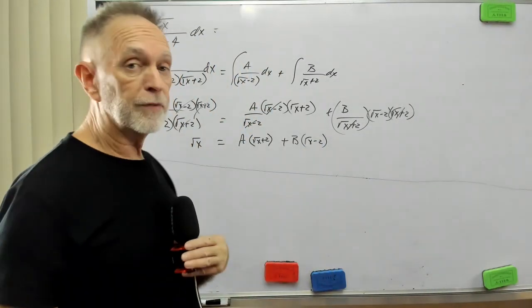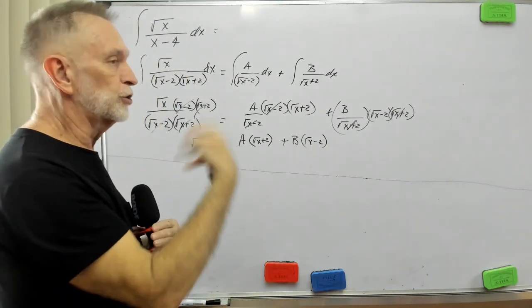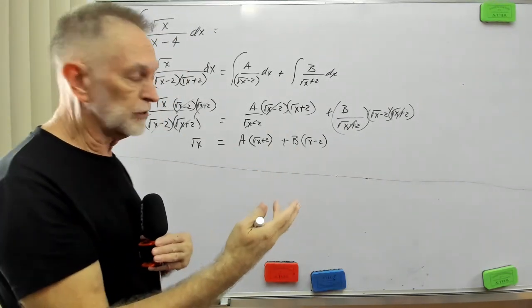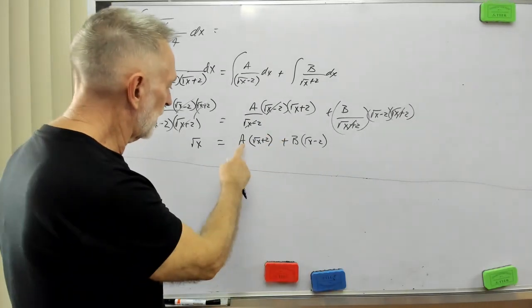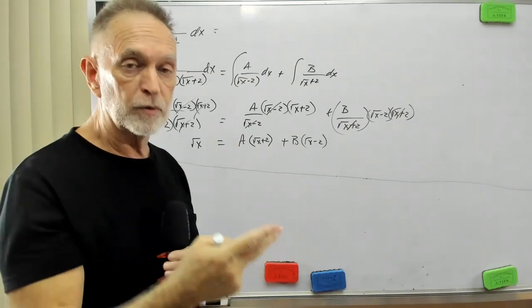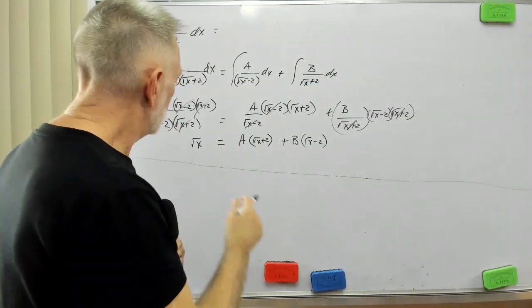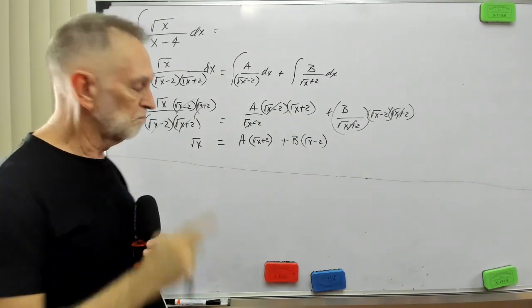Now I need to solve for a and b. And in partial fractions, we choose a value of x. Now I have to do this twice, obviously, because I have an a and b term, so I have two variables. I need two equations. So for now, let's let x equal 0.